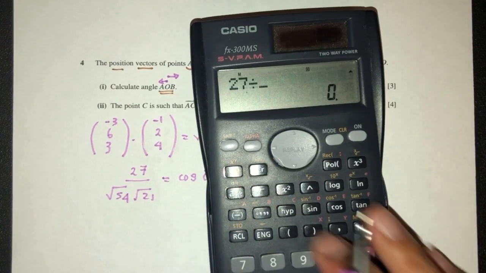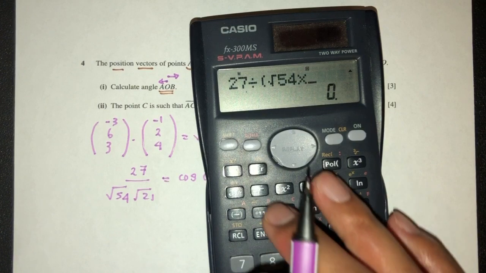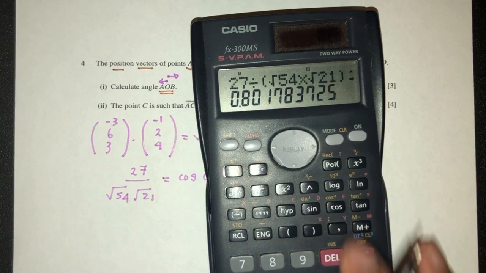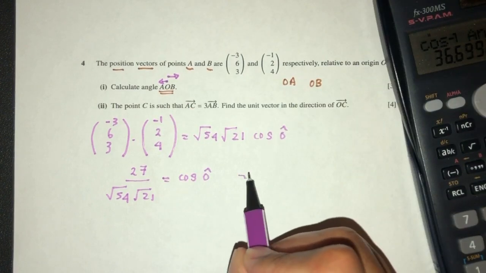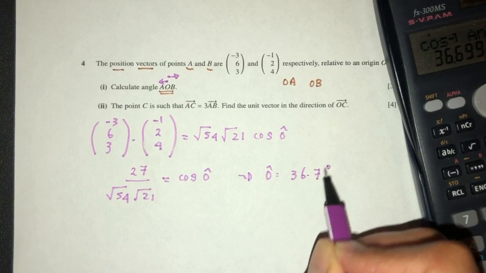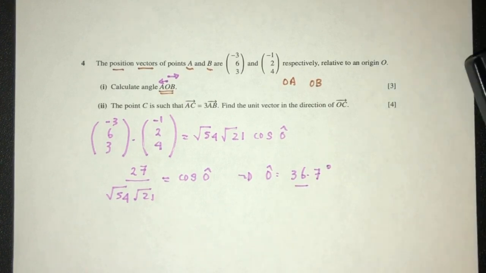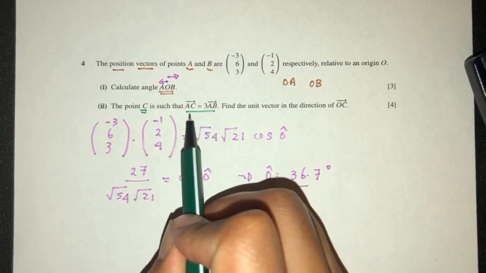So 27 divided by root of 54 times root of 21. That should be this value. So cos inverse of that value should be, from this, angle O was found to be 36.7 degrees, correct to 1 decimal place. Now part 2, the point C is such that we have this equation.